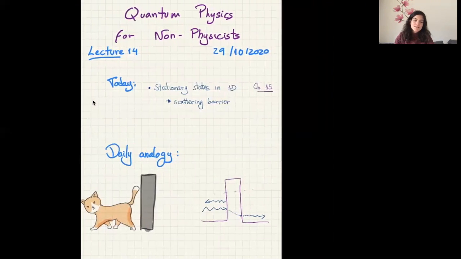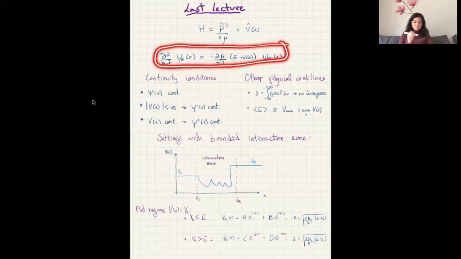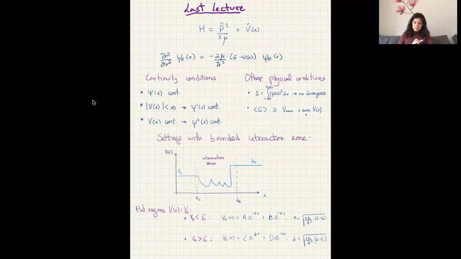So before we get started, let's just recap what we did last time. So we finally started looking at non-zero potentials. So the Hamiltonian has a kinetic part and then a potential energy part. And then we just wrote the wave function Schrodinger equation like this for stationary states, because we know that the evolution of any state can be expressed in terms of the evolution of the stationary states, which just get a phase.